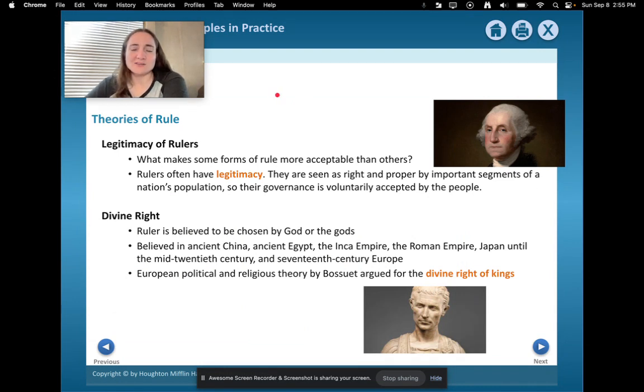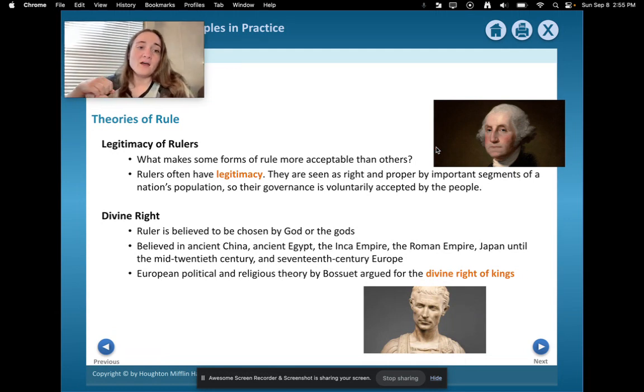All right. There's also some theories of rule. For example, there's the legitimacy of rulers. So, what makes some forms of rule more acceptable than others? Rulers have to be legitimate. They're seen as right and proper by important segments of a nation's population. So, their governance is voluntarily accepted by the people. That's one of the reasons why we vote for a lot of our political people. So, an example of that would be George Washington, because all the founding fathers found him to be a really legit ruler because he did military stuff.